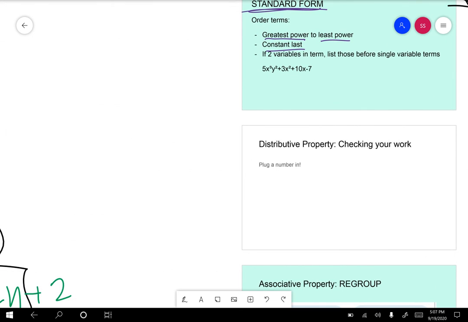Okay, distributive property, checking your work. This is super important. When I was writing the key for the assignment that we're going to do, I checked my work on one of the problems and did not do it right. So it's really important to check your work. Get in the habit of it. I know it takes extra time, but it's definitely worth it.